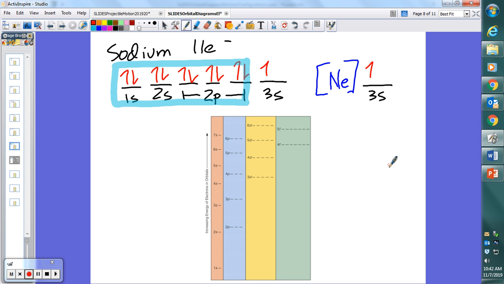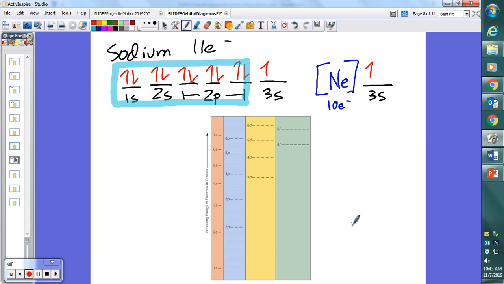But when we put neon in here, how many electrons does neon have? 10, because that's neon's atomic number. So when we put neon in these brackets, what we're essentially saying is that the first 10 electrons we come across are going to exactly match neon. And then we just pick it up from there.